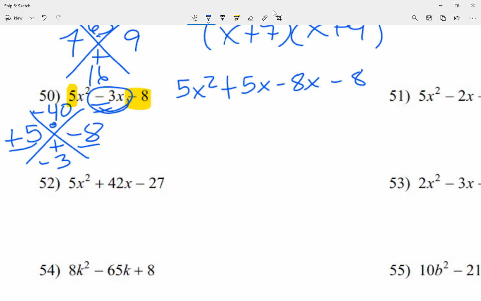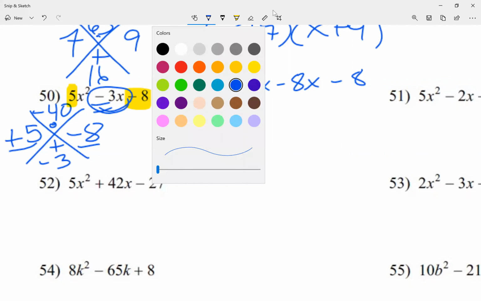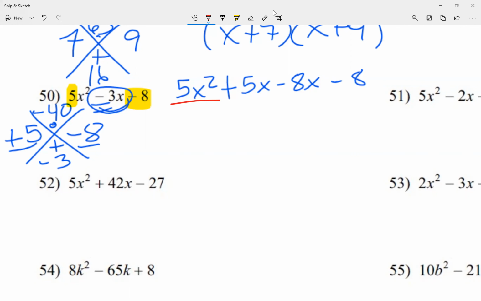Notice I wrote everything as it was; I just split my middle term. Now I have 4 terms, so from 3, I split it to 4. Yesterday I said when we have 4 terms, let's take a look at the first 2 only. I can remove an x from each. I'm going to do the distributive property backwards. Divide everything by 5x, and that gives me x plus 1.